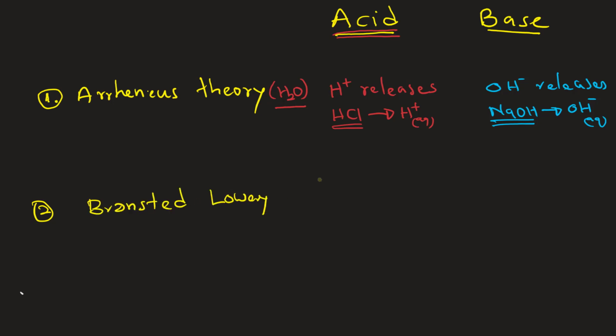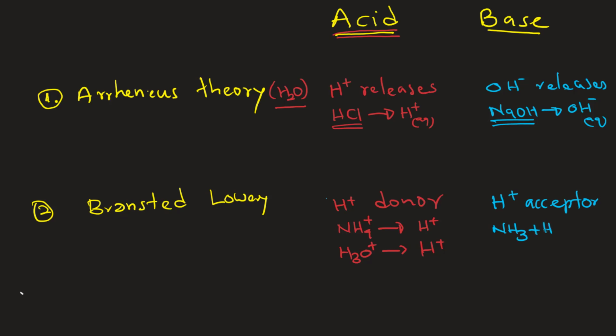Next one is Bronsted and Lowry. The Bronsted and Lowry theory actually explains it without the water, right? So even with the water, it doesn't matter. The proton donors are acids, which is ammonium plus, which has a proton to donate, and H3O plus has a proton to donate. So therefore NH4 plus and H3O plus are acids.